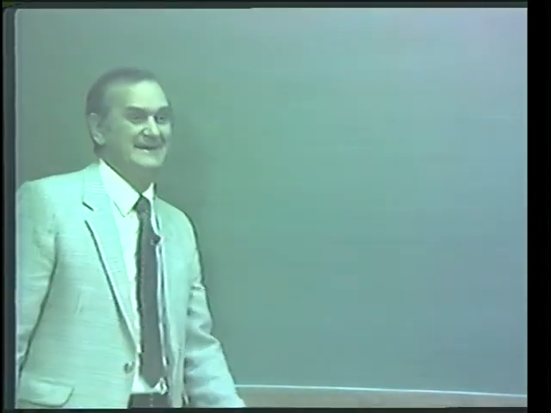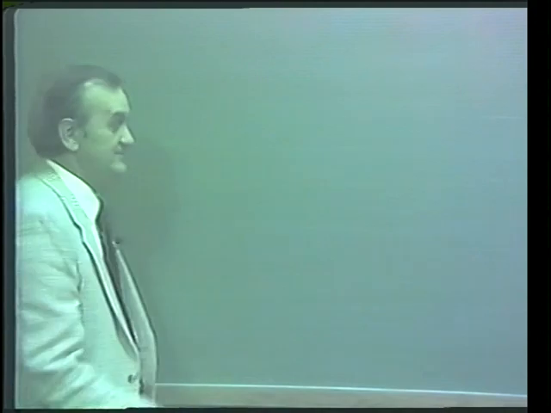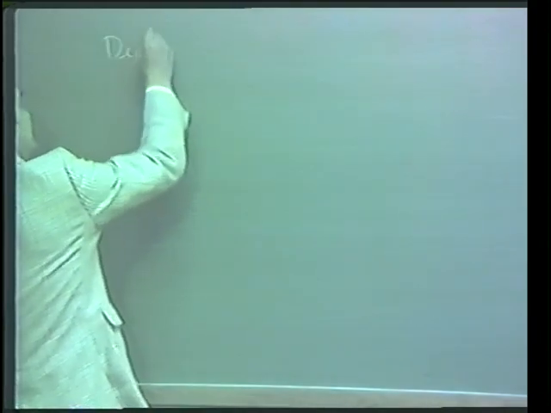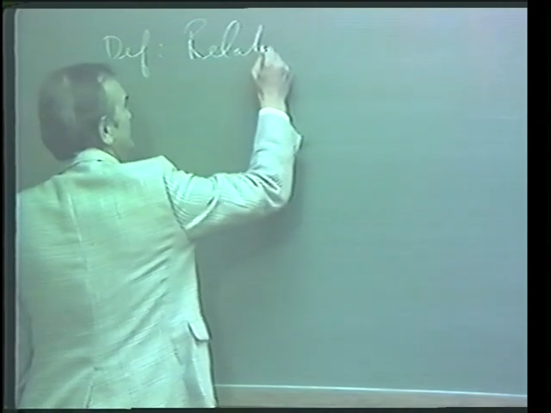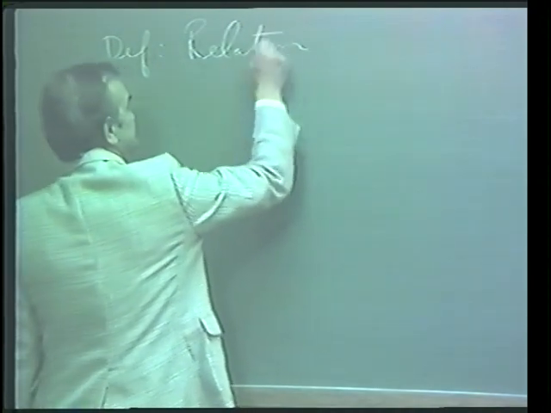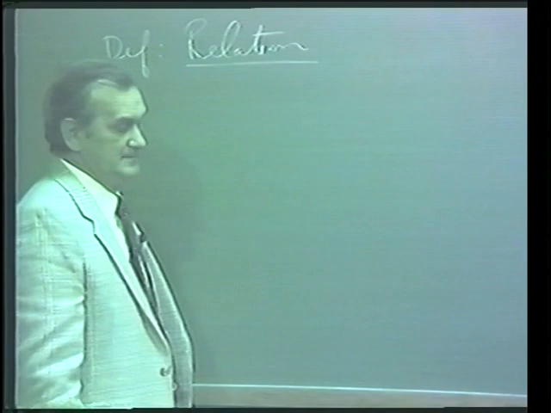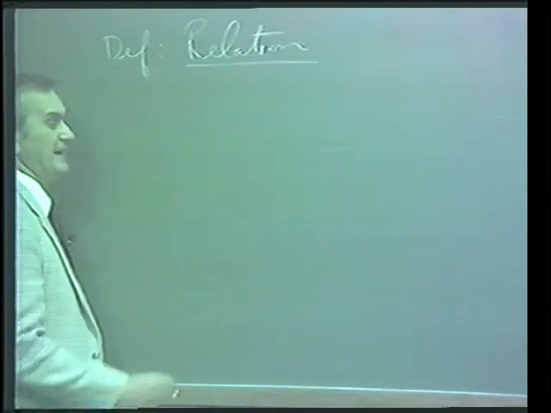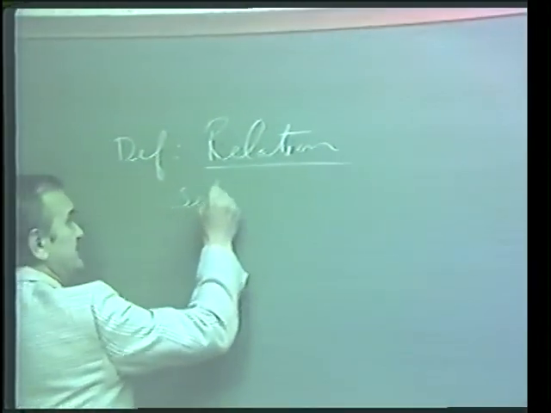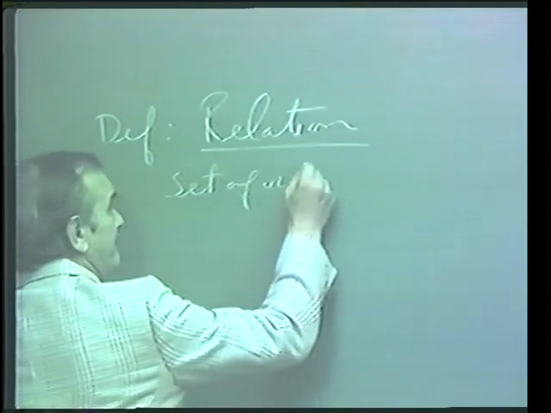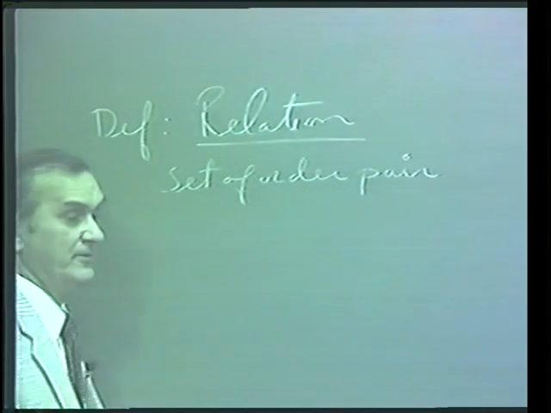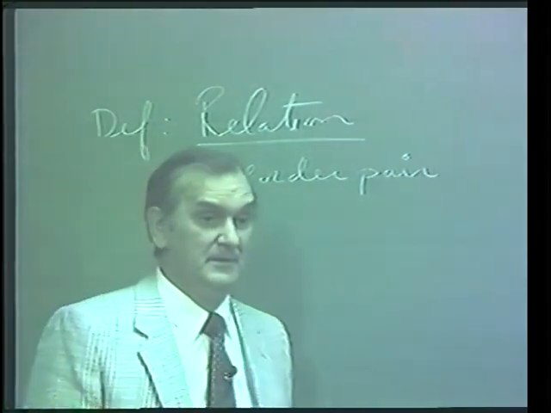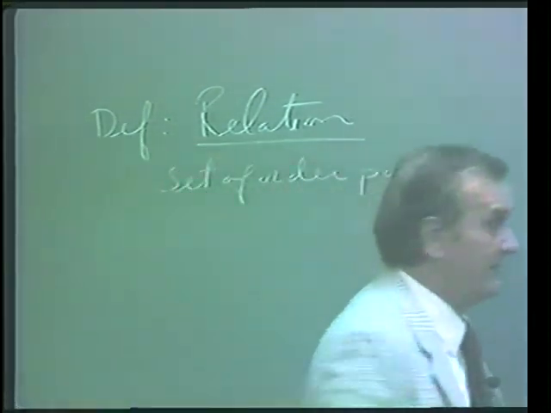Today we're going to go into some definitions. First definition I'd like to hit you with is relation. What we mean by a relation, it's a set of ordered pairs. It's a set of ordered pairs. Well, we all know what ordered pairs are.